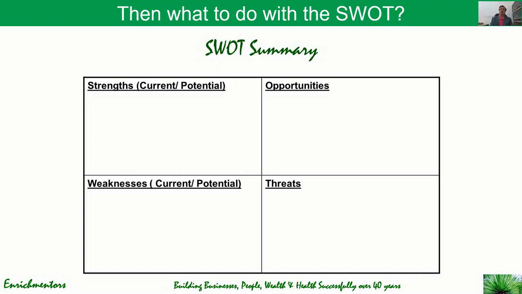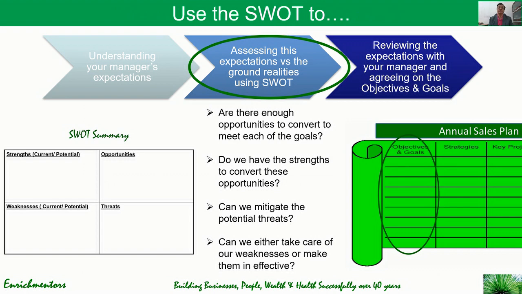Okay. So what you do is you use the SWOT to assess the expectations, as we had promised and indicated earlier. You put the SWOT on one side, and ideally if you're in a conference room or at a table, on one side you put your SWOT summary, and on the other side you put the initial expectations of your management in the form of goals and objectives, as he had stated. And you ask those 4 golden questions.